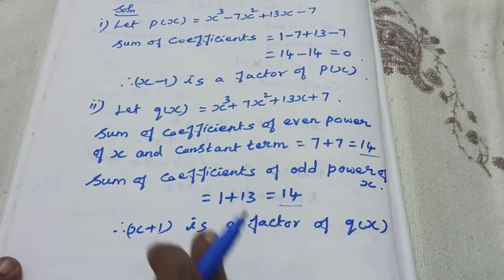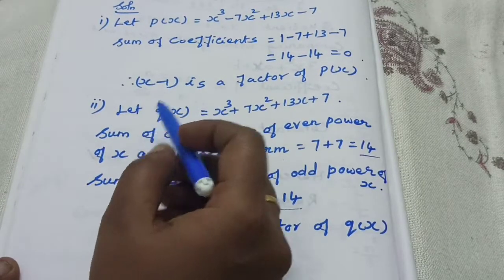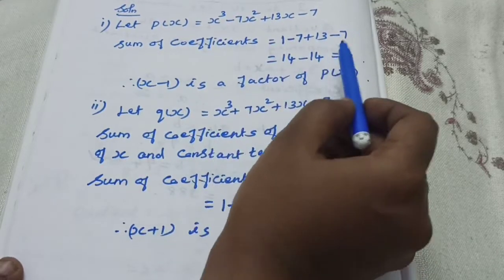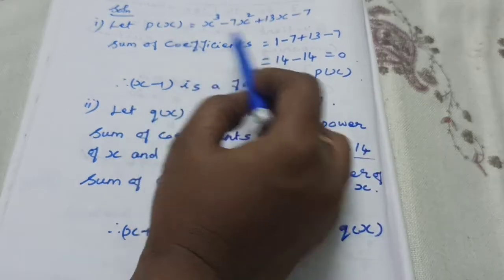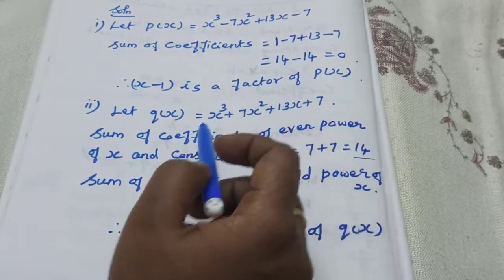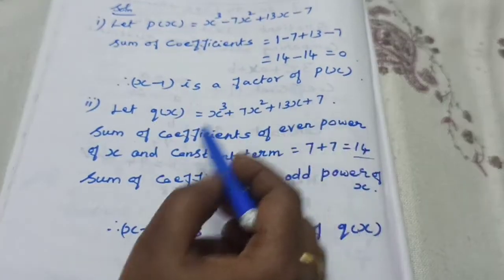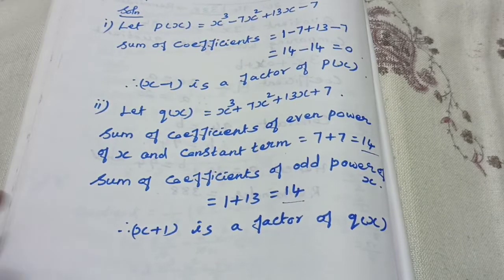Any doubt? Is this condition clear? Suppose x minus 1, at once you check it: sum of the coefficients, all coefficients added. If you did not get 0, this is not a factor; x minus 1 is not a factor. You write it. Suppose if you get 0, then x minus 1 is the factor of p of x. Any doubt?